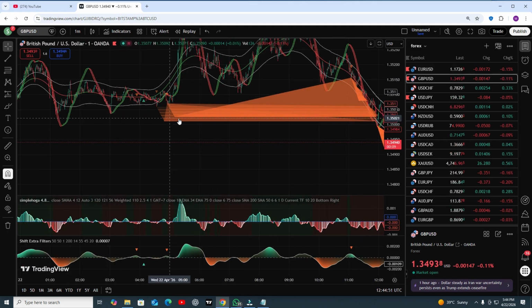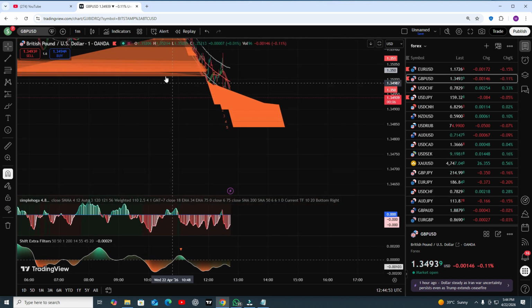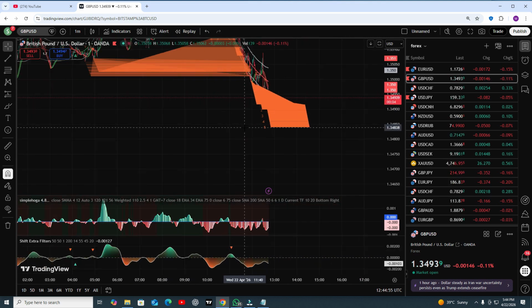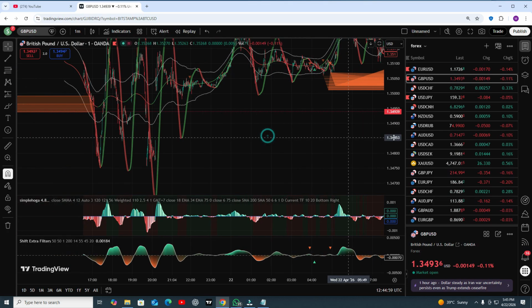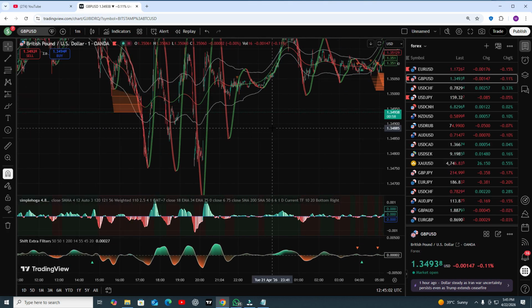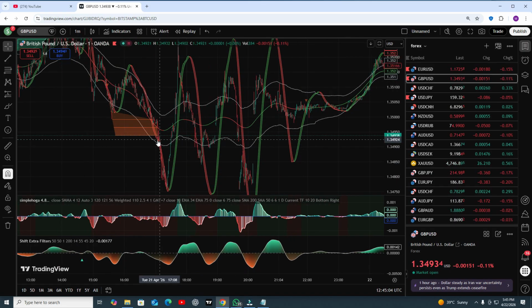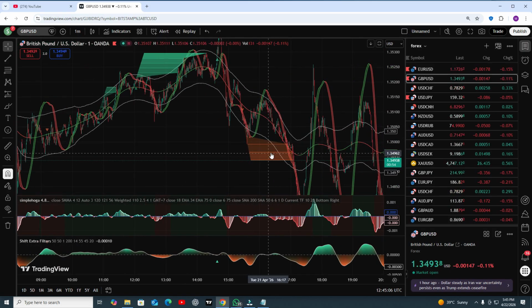Really amazing. In the selling zone, you can see the market goes downside. That is really amazing. Okay, let me show you some more points here. Here you can see this is your sell zone, and here you can trade, and you can see this is your buy zone.